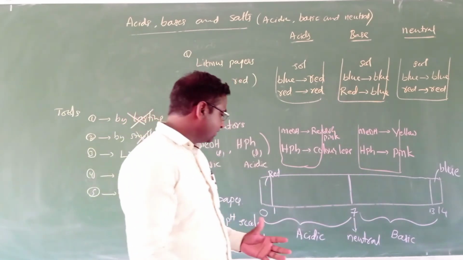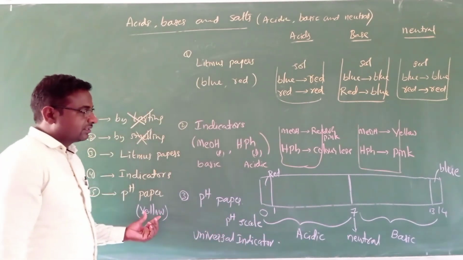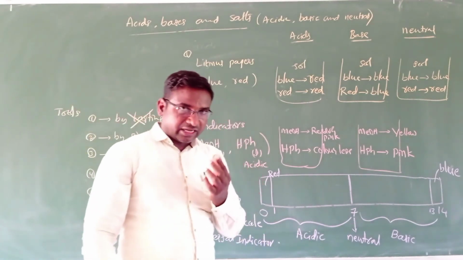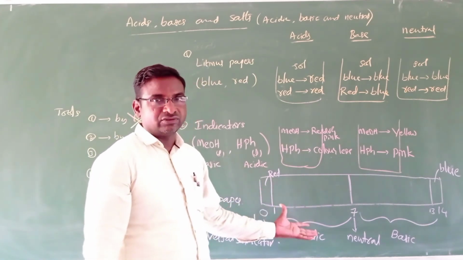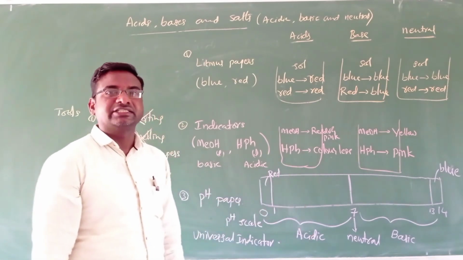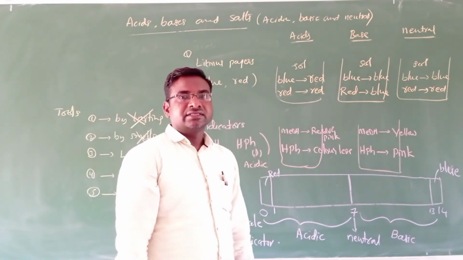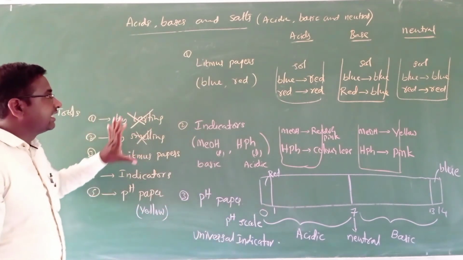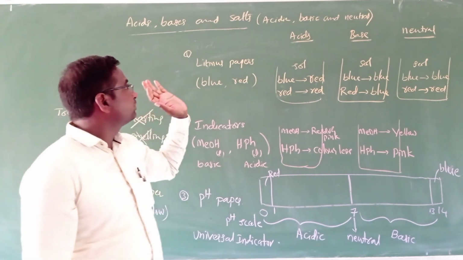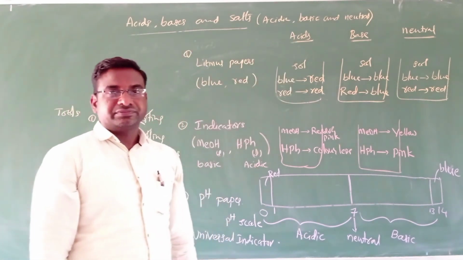So like that, by observing the color of this pH paper on the pH scale, we can know the pH value. With the help of the pH value, we can determine whether the given compound is acidic, basic, or neutral. So like this, with the help of these three indicators, we identify the acidic, basic, and neutral nature of the compound.